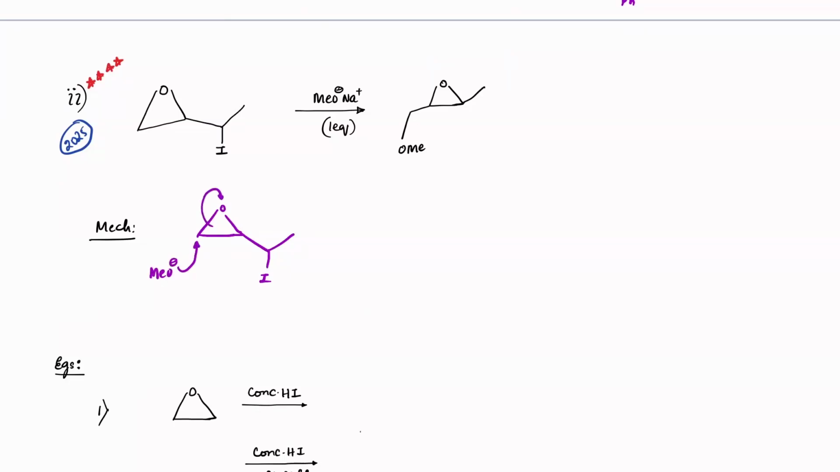Bond will break on this side. So we will get OMe, and on the next carbon we have O minus, and then we have iodide here. And this oxygen will attack here, removing this iodide. So that's how you will get O getting attached here with methyl, and this has OMe on it. Okay. So this is the product formation.